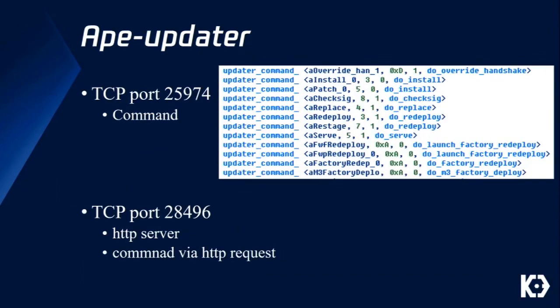The first port supports an interactive shell and many commands. Some of these commands can be used by CID to upgrade the system of APE. The second port supports a simple HTTP server. In some situations, this server can be used to provide files to other components.